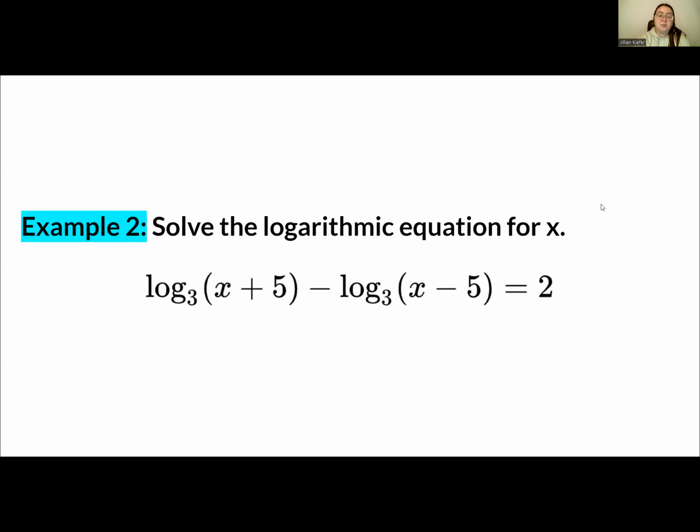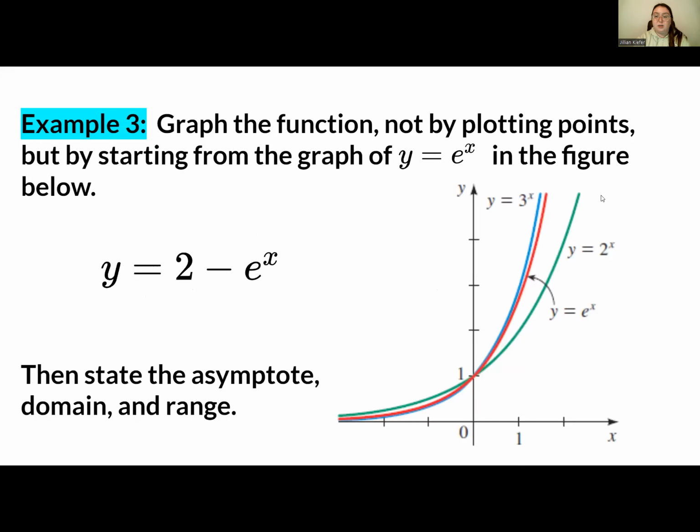All right, that was problem 2. Now we have problem 3. We want to graph the function not by plotting points, but by starting from the graph of y equals e to the power of x in the figure below. So we have the figure given to us. And now we're going to regraph y equals 2 minus e to the power of x. So in your homework and on the review assignments, you've probably been aware already that you mostly just pick these for multiple choice. So you can expect the same thing on the test, but we will regraph it ourselves. And then at the end, we'll want to state the asymptote, the domain, and the range. So, all right, let's go on over to our notes to work this problem out.